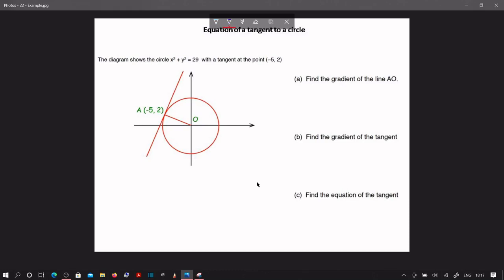Here I'm going to find the equation of a tangent to a circle. Well, what is a tangent to a circle? What does that mean? Imagine you've got a circle and you've got a line that just touches it at one point. That there is the tangent.